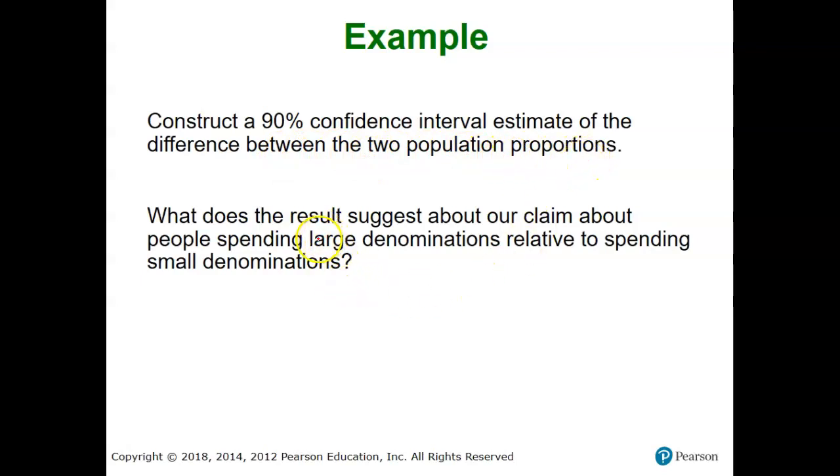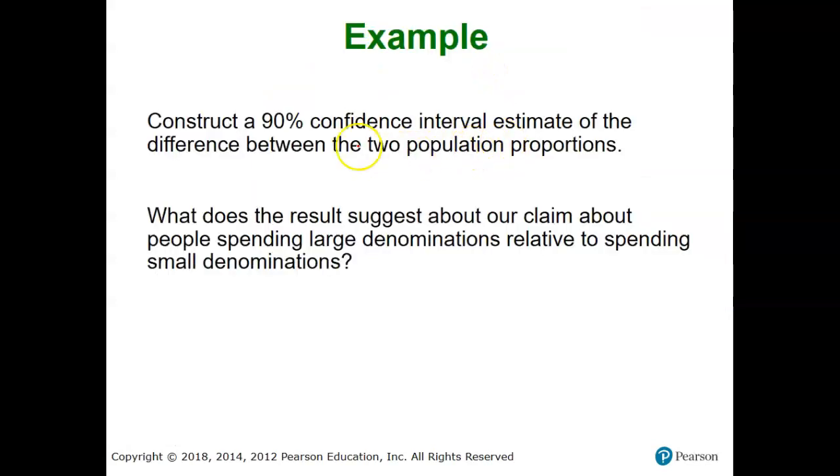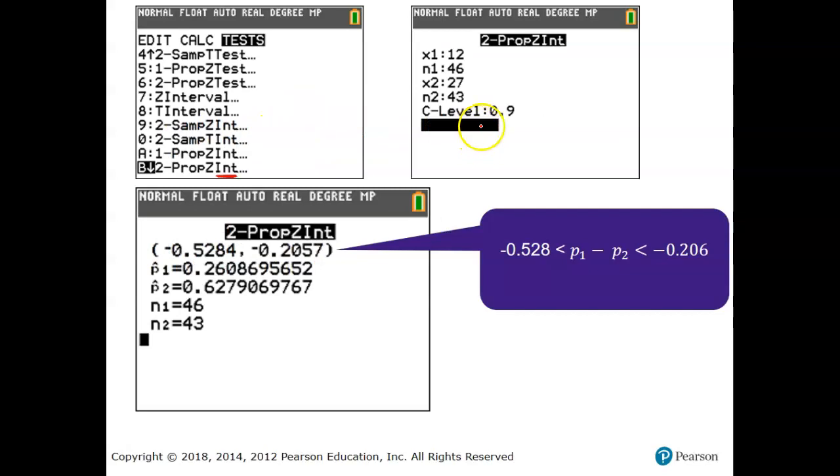And then answer the question, what does the result suggest about our claim about people spending large denominations relative to spending small denominations? Okay, with this, we're going to choose our 2 proportion Z interval since it's a confidence interval. We've got our X1, N1, X2, N2, and we said 90% confidence interval, so we'll put in 0.9, and we get this as our confidence interval.